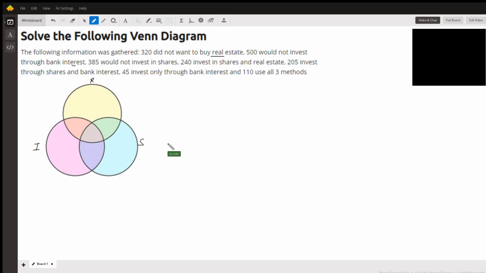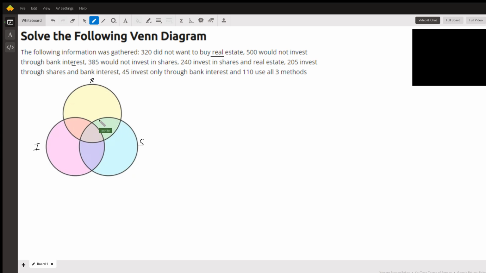All right. So normally, when you have something like this, you need to understand what each part represents. Like for instance, this area right here, the plain yellow, not the whole circle, but just the plain yellow. That means those are just plain real estate. This blue right here is just shares. The pink one, those are just interest or bank interest values. Now this middle area right here, this whole area, would be where all three has a number on it. Basically the numbers in that area involve real estate, interest and shares.